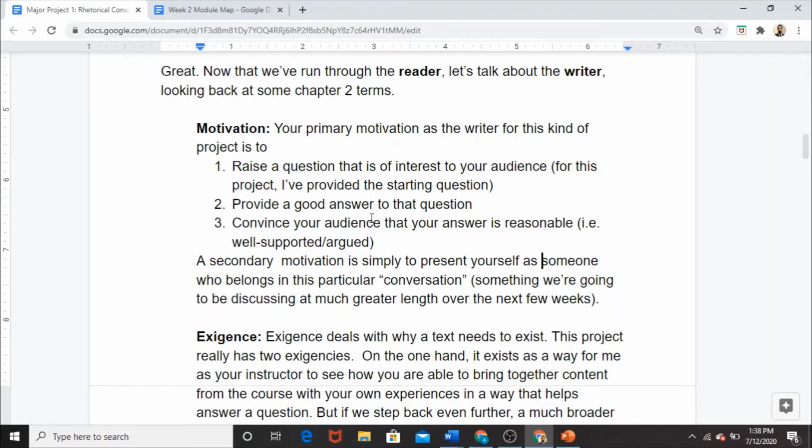And then a secondary motivation is really to show that you belong in this conversation. So, for example, a common misstep that first-year writers often make when they're writing is either referring to the assignment itself in their drafts or referring to themselves as students, right? And while it is an assignment and you are a student, foregrounding your piece with that kind of information actually undermines your credibility and suggests that you don't quite belong in the conversation just yet.